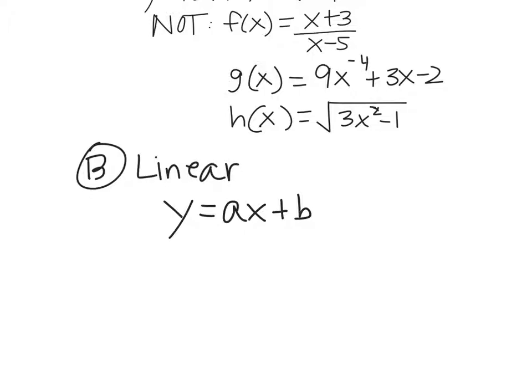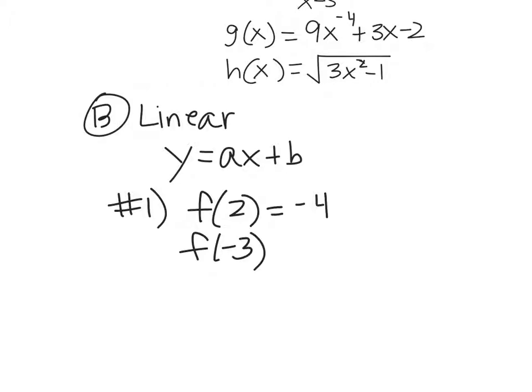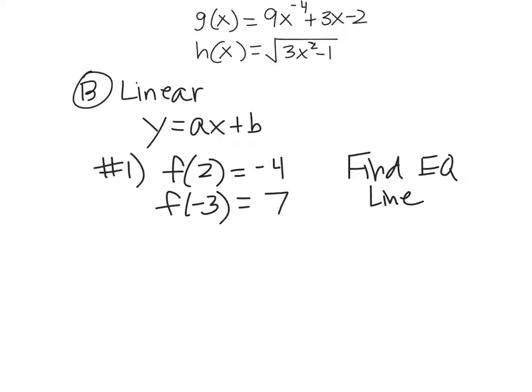And let's just go ahead and remember how to find the equation of a line really quickly. So number 1, let's say that I have f of 2 equals negative 4 and f of negative 3 equals 7. And this isn't going to be pretty. That's okay. And we want to find the equation of the line that goes through those points. Okay? So lines are considered to be polynomials, and we're just going to quickly find the equation of this.